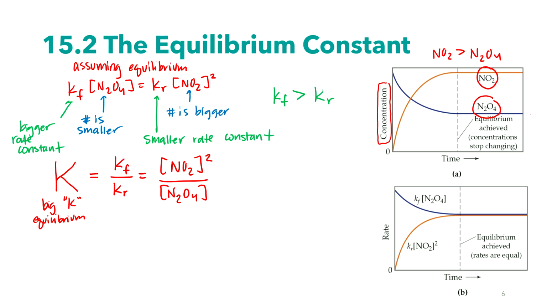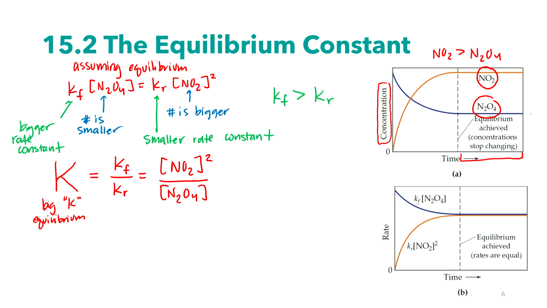Those two are going to be equal. Those concentrations have to be equilibrium concentrations. They can't just be at any random time point. I have to be in this part of the graph when they're not changing anymore. That's what makes it special, because I am at equilibrium.